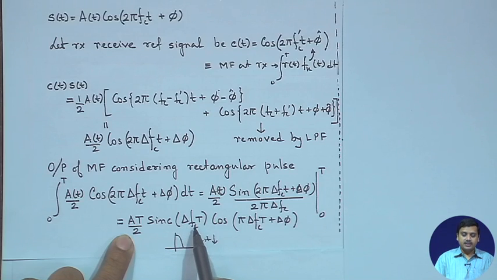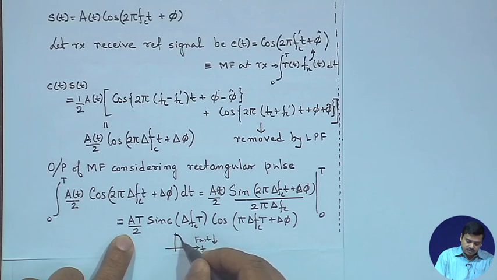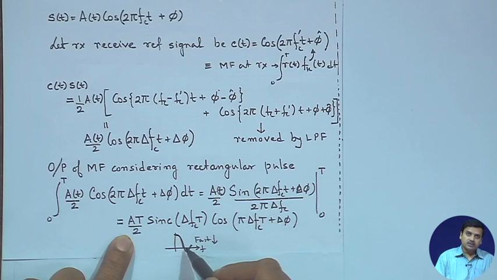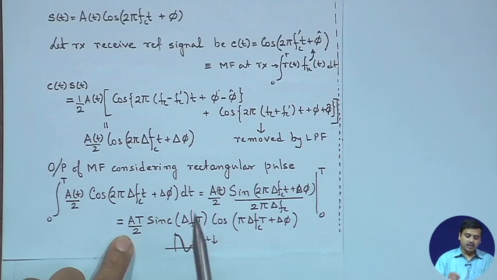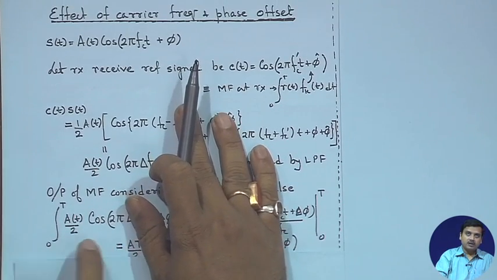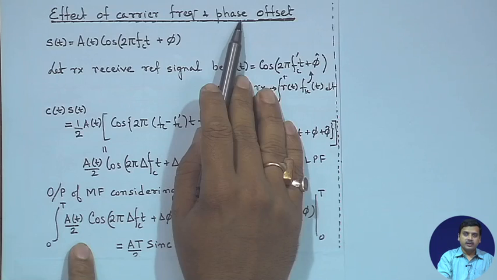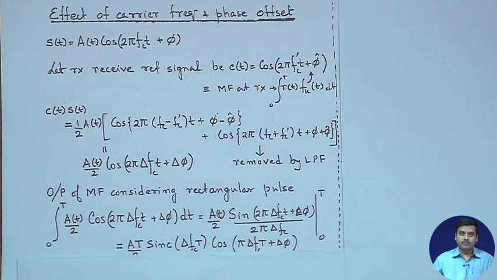As delta f c increases, the sinc function drops like this and goes like that, and the cosine function also drops in a similar fashion, right. So, what we get is that these drop very fast, that means the peak of the matched filter comes down this curve at a very fast rate as delta f increases. So, what it means is that the signal power gets reduced, and hence the signal to noise ratio is reduced. Therefore, what we can conclude is that the effect of carrier and phase offset is to reduce the effective signal to noise ratio at the receiver.